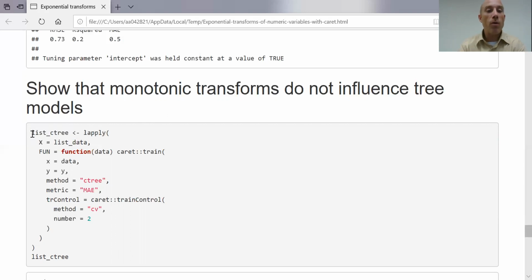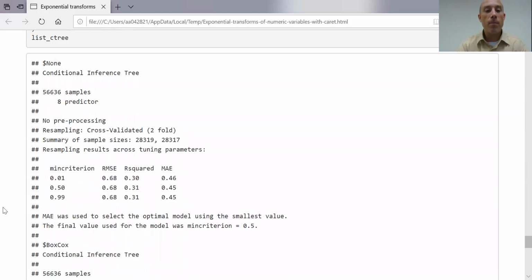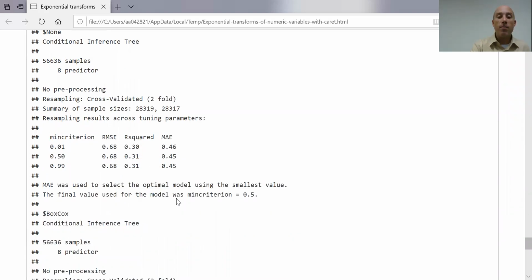So here I'm going to go through each of the data sets. I'm going to build a function that is a conditional tree. So the method in the train function is ctree. I'm going to evaluate the best model possible using mean absolute error. And once again, I'm doing twofold cross-validation. So let's see what we get. All right, so we have 0.46, 0.45, 0.45 as my MAE.